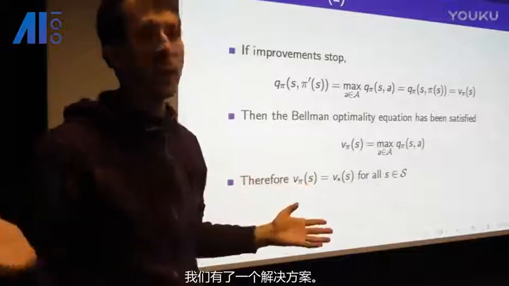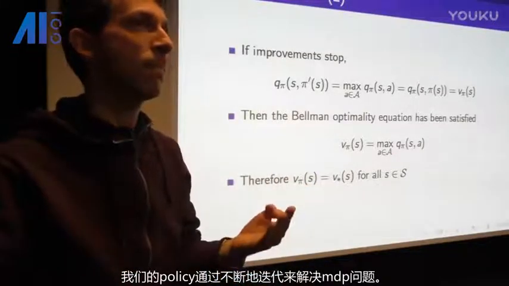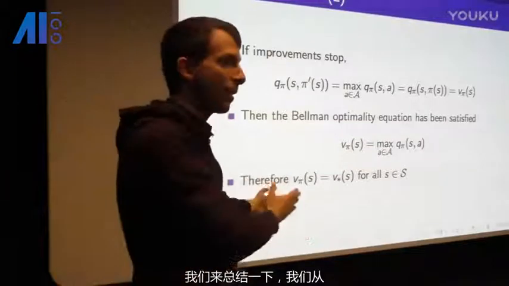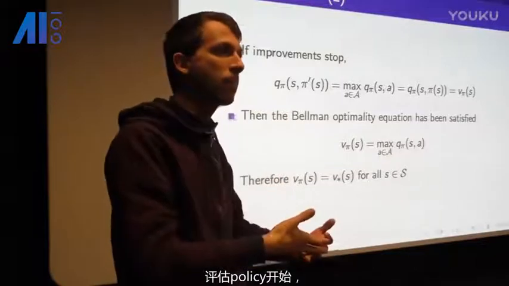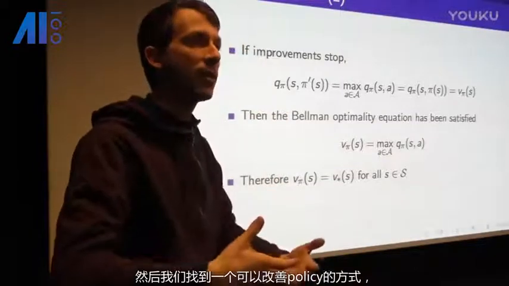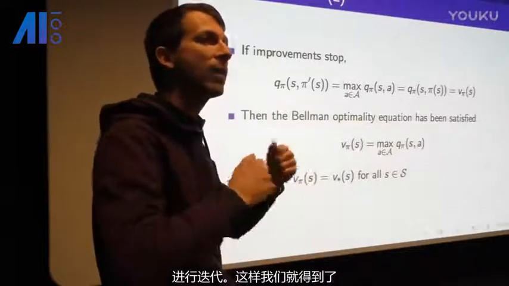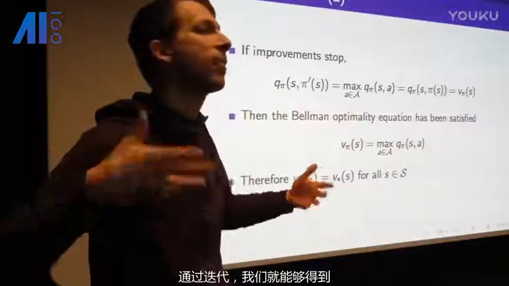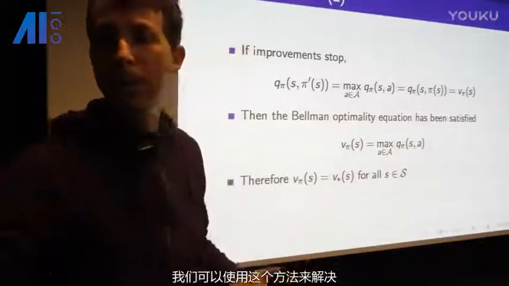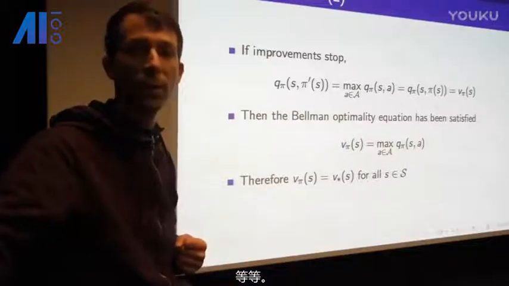So we have a solution method. We've seen that policy iteration solves MDPs. To summarize so far, we started off with a way to evaluate a policy. Then we found a way to improve a policy. We put these together into an iterative algorithm, and we've shown that iteration actually does solve the MDP. It finds the best possible thing you can have in that whole MDP. So we could solve problems like Jack's car rental and so forth using this approach.